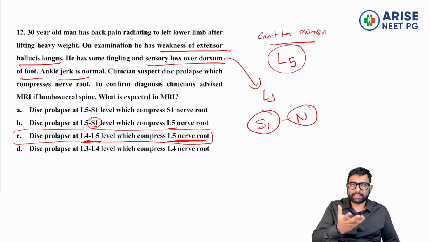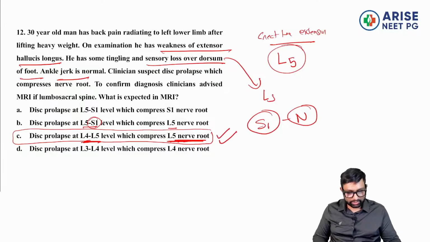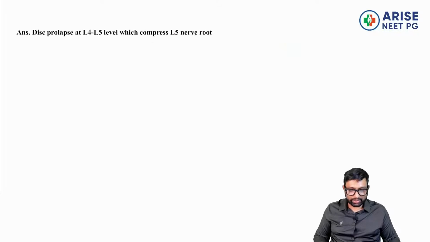So common disc is paracentral disc. Paracentral disc causing traversing nerve root injury can only happen at L4 L5. At L4 L5 the traversing nerve root is L5. So this answer becomes much more clearer with that concept as well. Okay, so that's how you will remember it. So disc at L4 L5 compressing the L5 nerve root.